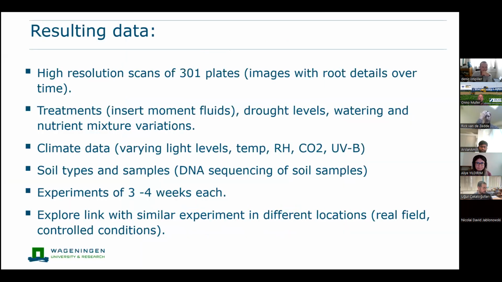There's a bit of the same information again, but slightly more detailed. So we have climate data that we can vary. We have soil type, but an experiment is quite short. So these roots grow down. Before you know it, they reach the bottom, and then the roots start crawling over each other, and your experiment is over. So an experiment is only 3 to 4 weeks.